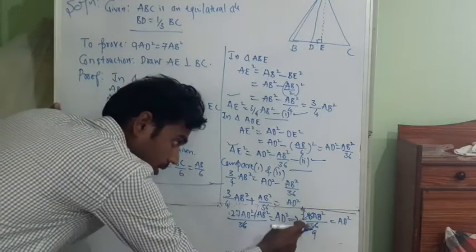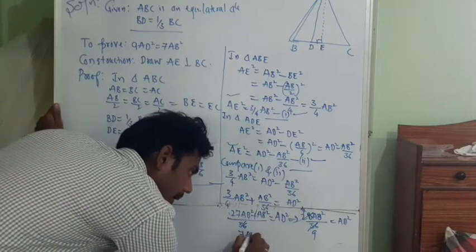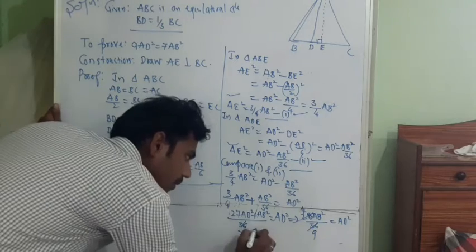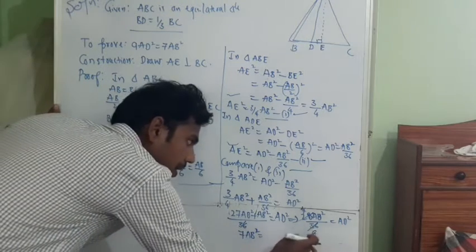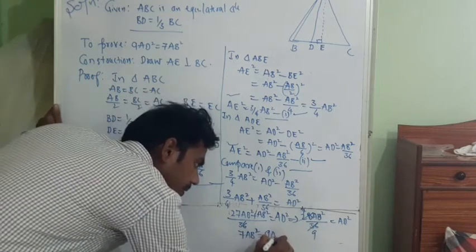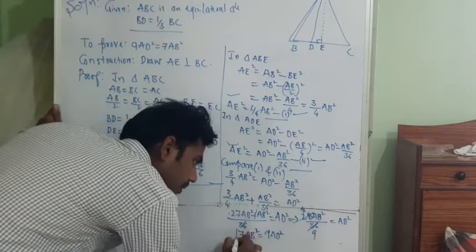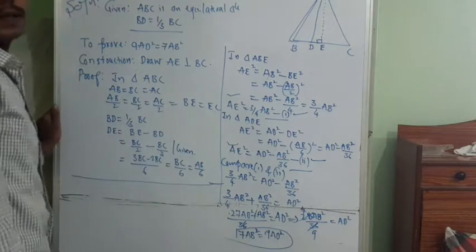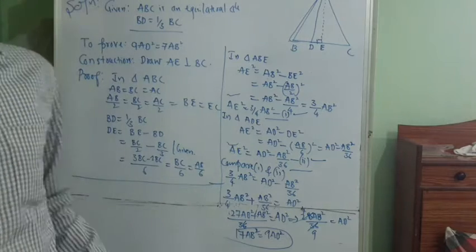See, 7 AB square is equal to, cross multiplication, 9 AD square. That's it. This is what we are supposed to prove. We proved it. So please note this down.